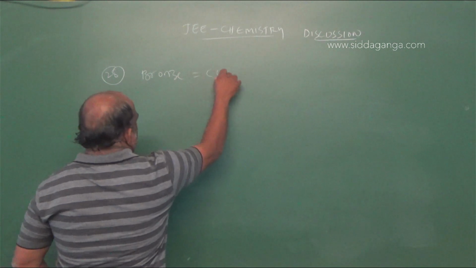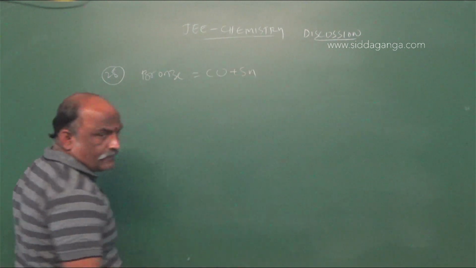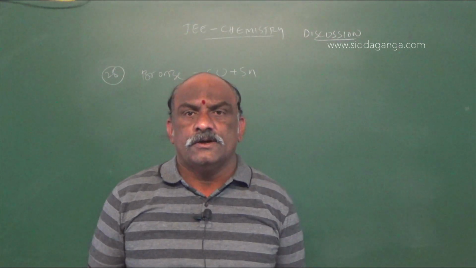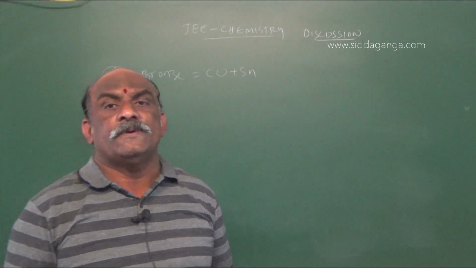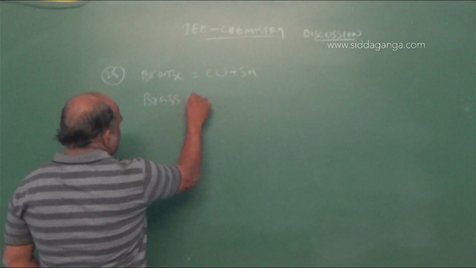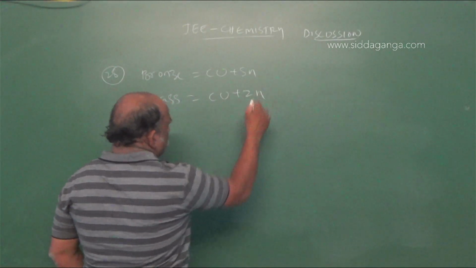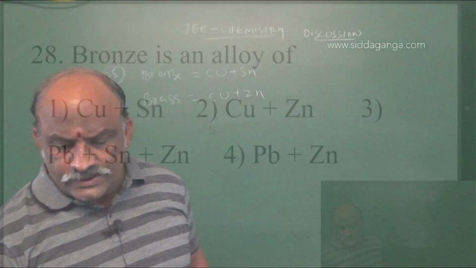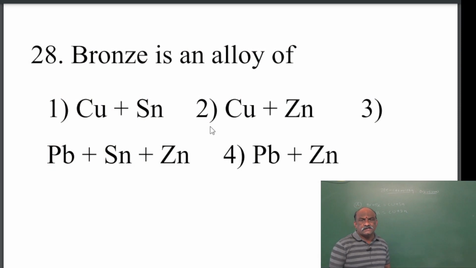Bronze is equal to copper plus Sn. Copper plus Sn is called bronze. What is brass? Copper plus zinc. What is brass? Copper plus zinc. This is a direct question. So what is the composition of bronze? Copper plus stannum. Copper plus stannum is called bronze. So this is a concept background question.